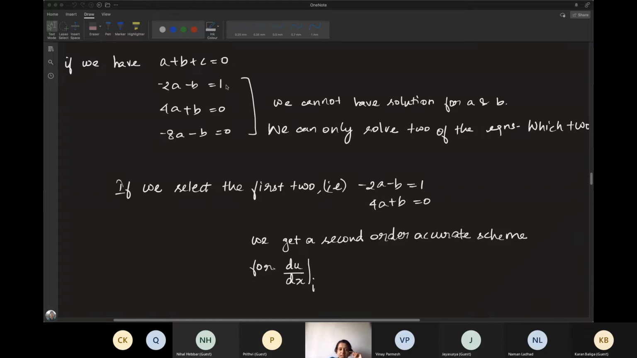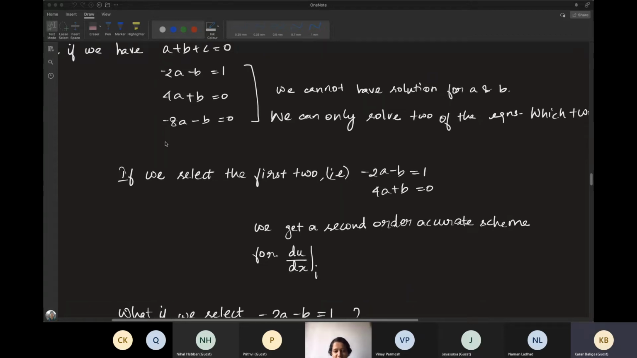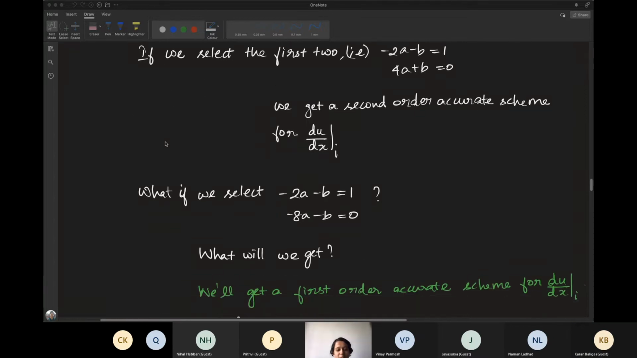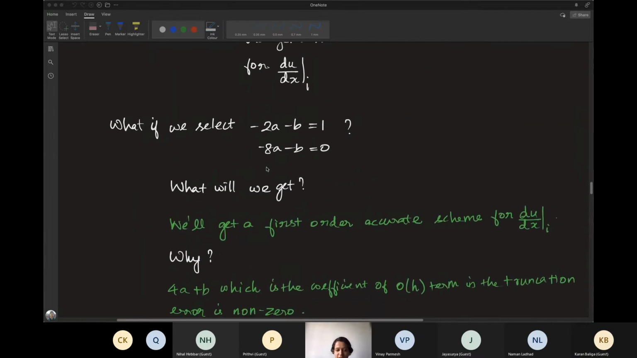Suppose we select the first equation and third equation, what will we get? Suppose we ignore this second equation and only consider the first and third equation, what will happen? I mean, what kind of scheme will we get? We'll be able to solve it for sure, but what will be the order of accuracy of that scheme? I think first order accurate. Yeah, it will be first order accurate. Fine. Yeah, we'll get a first order accurate scheme.